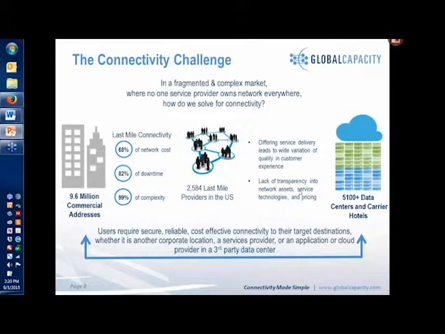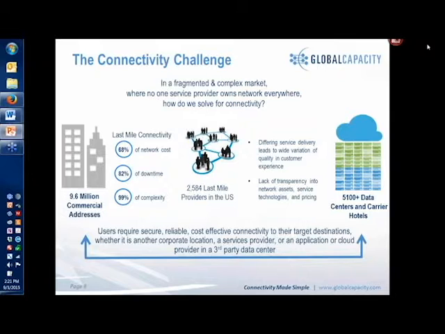And really part of it is, there are 2,584 last mile providers in the United States that connect about 9.6 million commercial addresses. And that element, which is called last mile connectivity, is where 68% of the network cost is, 82% of the downtime, and 99% of the complexity is. This is the part where, as enterprise IT and network managers, there's a lot of headache. As application providers and data centers, there's a lot of challenge in terms of how you get to the people and connect them. And as service providers, there's a lot of different options.